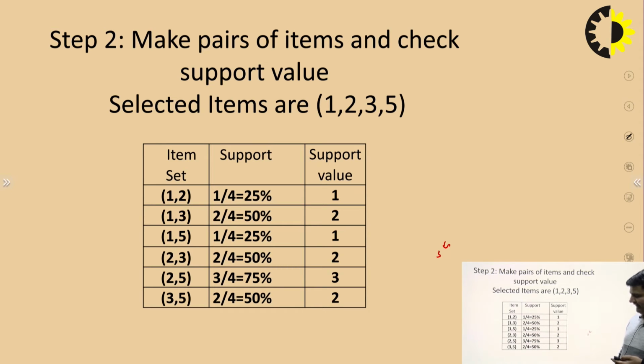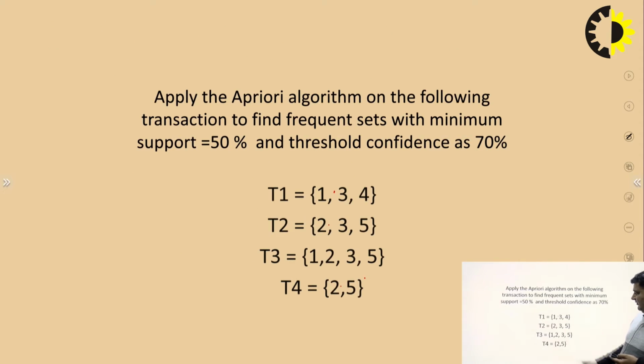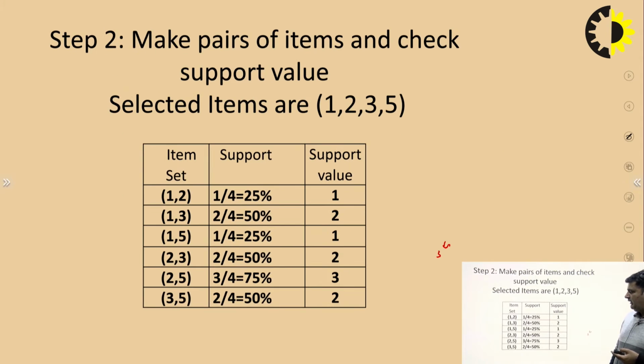In the same way, for 1, 5 we have only one time it is purchased as a pair out of these 4, so the value is 25%. Then we have the 2, 3 item pair. In the same way, we count the value of this. We have 50%. Then the 2, 5 pair, 75%. Then 3, 5 is 50%.